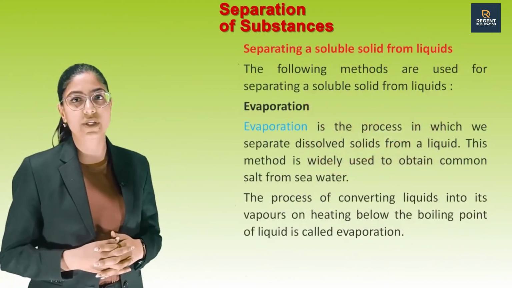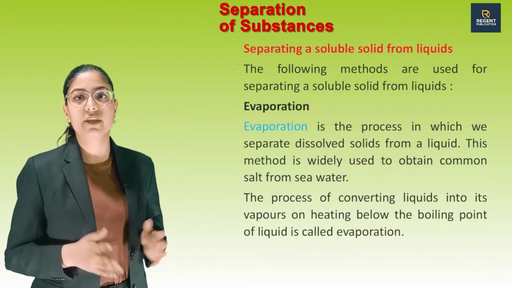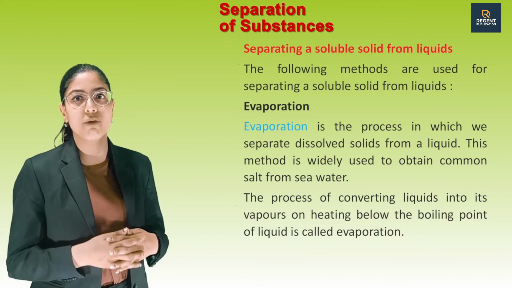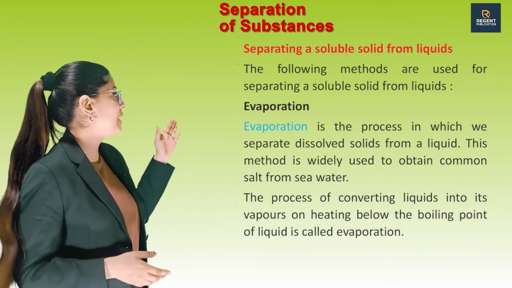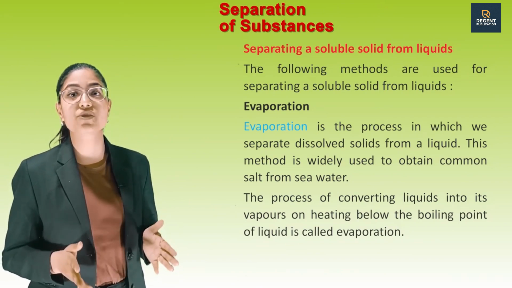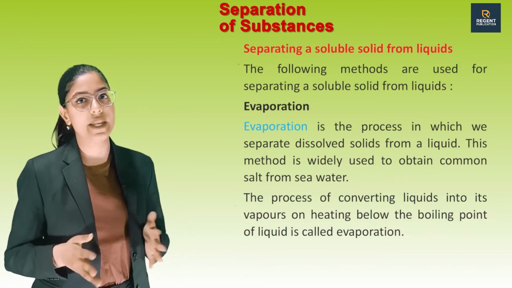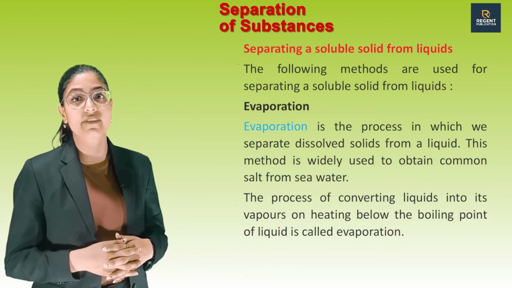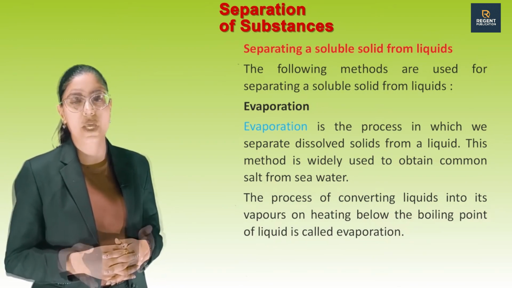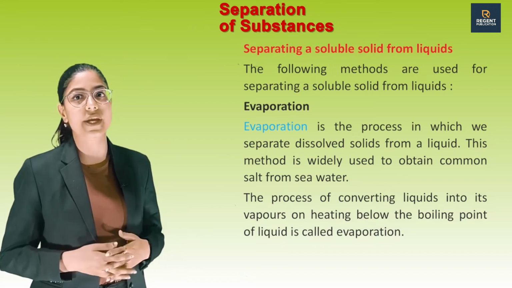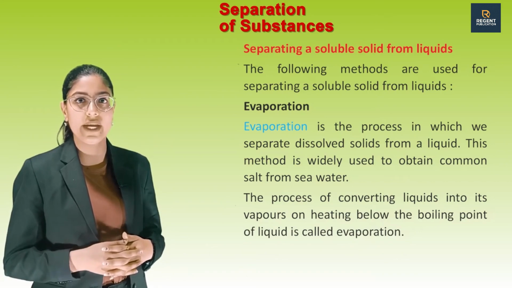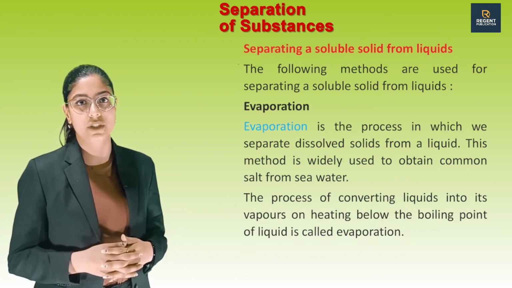Separating a soluble solid from liquid. The following methods are used for separating a soluble solid from liquids. First one is evaporation. Evaporation is a process in which we separate dissolved solid from a liquid. This method is widely used to obtain common salt from seawater. The process of converting a liquid into its vapors on heating below the boiling point of the liquid is called evaporation.